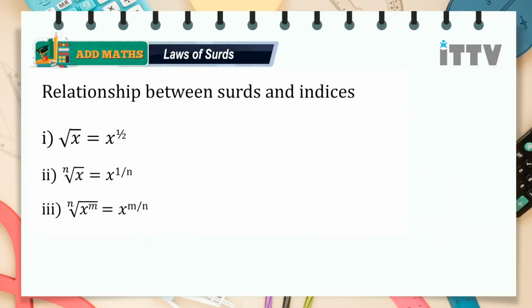The next part would be the relationship between surds and indices, and the 3 formulas below show you the relationship. Square root of x equals x to the power of half, and root n of x equals x to the power of 1 over n, and the third one gives us x to the power of m root of n equals x to the power of m over n.